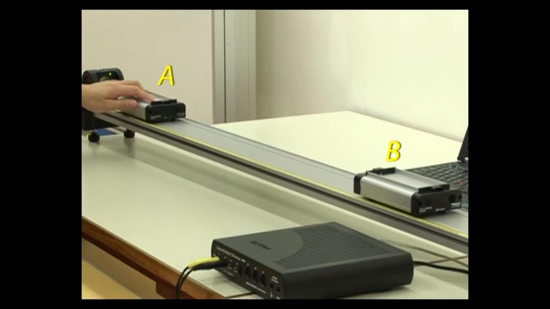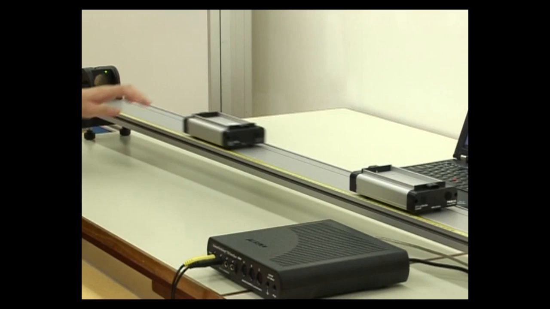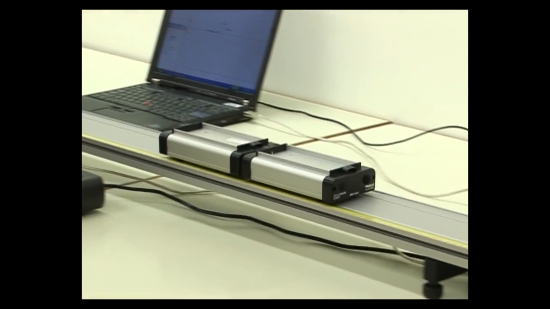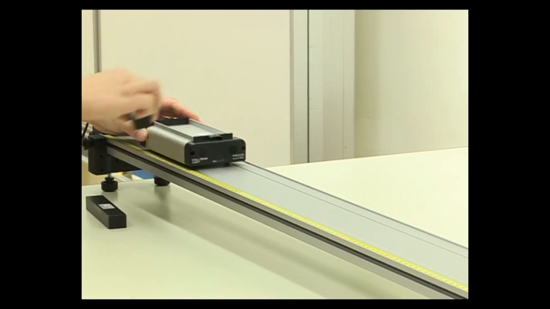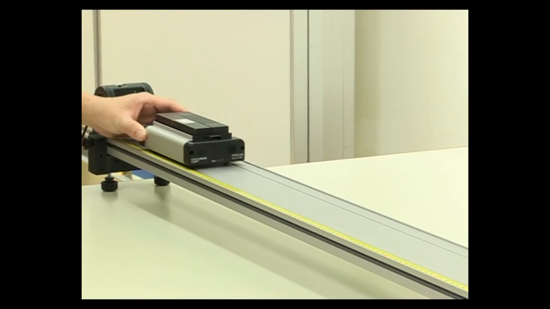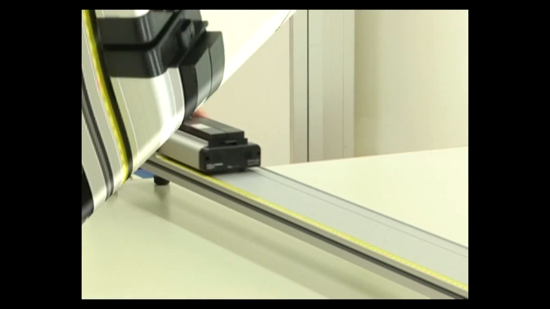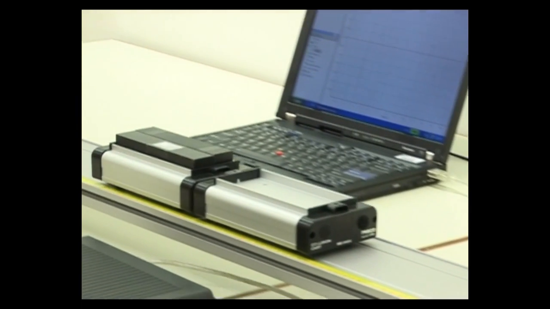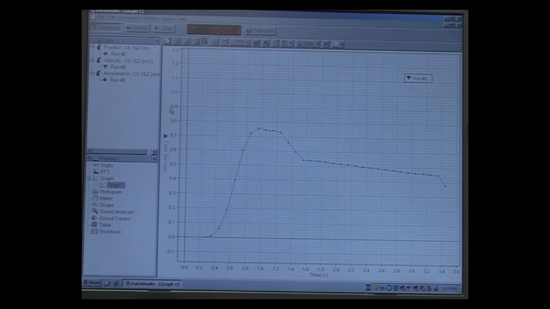Give trolley A a sharp push to make it move away from the motion sensor and collide with trolley B. The two trolleys then move together. Stop data recording. Try to find out from the graphs the velocities of the trolleys before and after collision. Then repeat the experiment by adding 1 and 2 mass bars to trolley A in turn to double and triple its mass. Find out the total momentum and kinetic energy of the trolleys before and after each collision. What can you observe from the result?